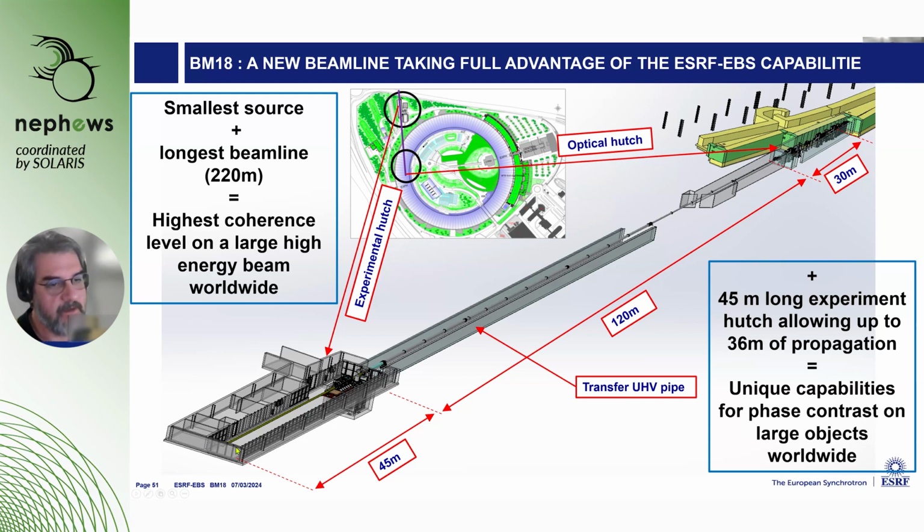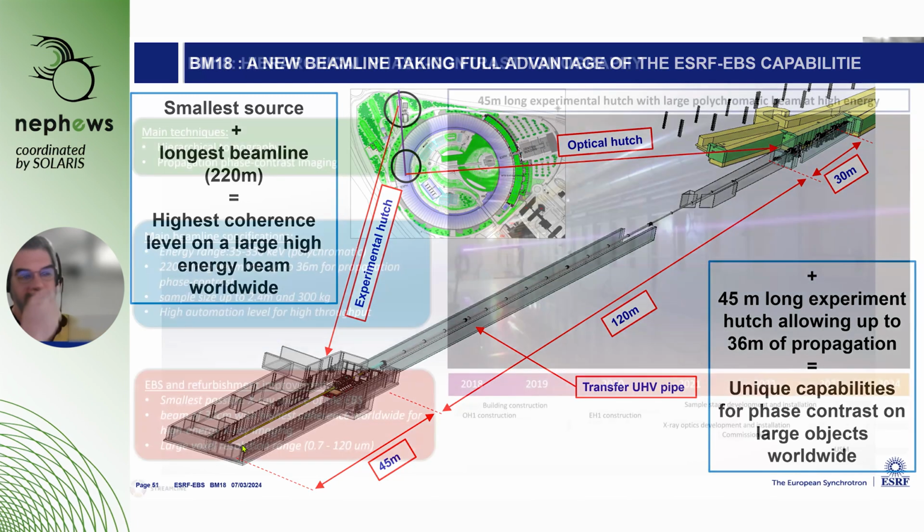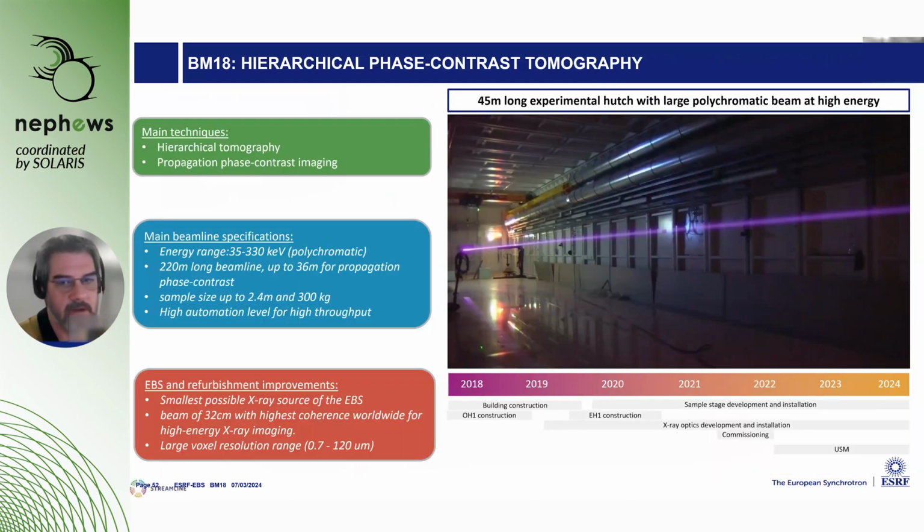And that's why the experimental hutch is 45 meters long, because we can go to 36 meters of propagation. Basically, the coherence of the beamline is so good that when working at 20 microns, we could go to half a kilometer of propagation before having any blurring. But at some point, it costs a lot to make a beamline. 45 meters was already expensive, and after we have a road and even a river, so you cannot go to 500 meters. But let's say it would have been possible.